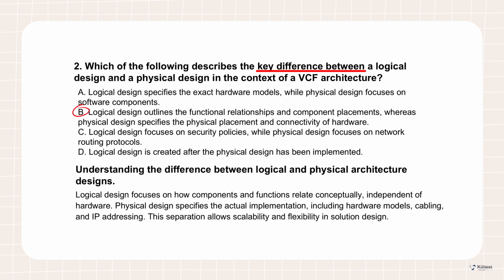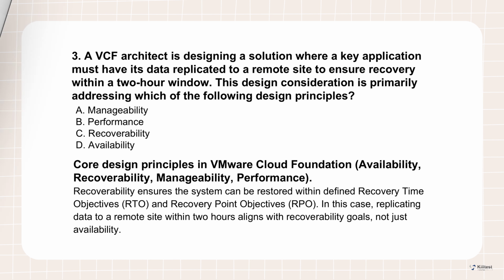And every good design, it seems, has these core principles guiding it. Let's say an application needs its data replicated to a remote site, and it has to be recoverable within, say, a 2-hour window. Which design principle are we really talking about there? Manageability, performance, recoverability, availability? Okay, that scenario points directly to recoverability. That principle is all about the ability to restore service after something goes wrong, a failure, a disaster. That specific 2-hour recovery window is a direct measure of recoverability. How fast can you get back online?